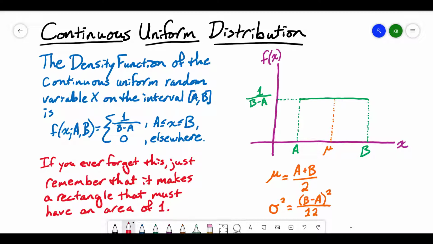Now, also, since it's the same value for all of the values between a and b, when we go to find the mean, we really are looking for the value exactly halfway between a and b. So to find that, we add a and b together and divide by 2. So finding the mean of the uniform distribution is also a very straightforward thing and easy to remember. The variance is a little bit more challenging, but not a ton. So to find the variance, we're going to take the difference between b and a, we're going to square it, and we're going to divide by 12.